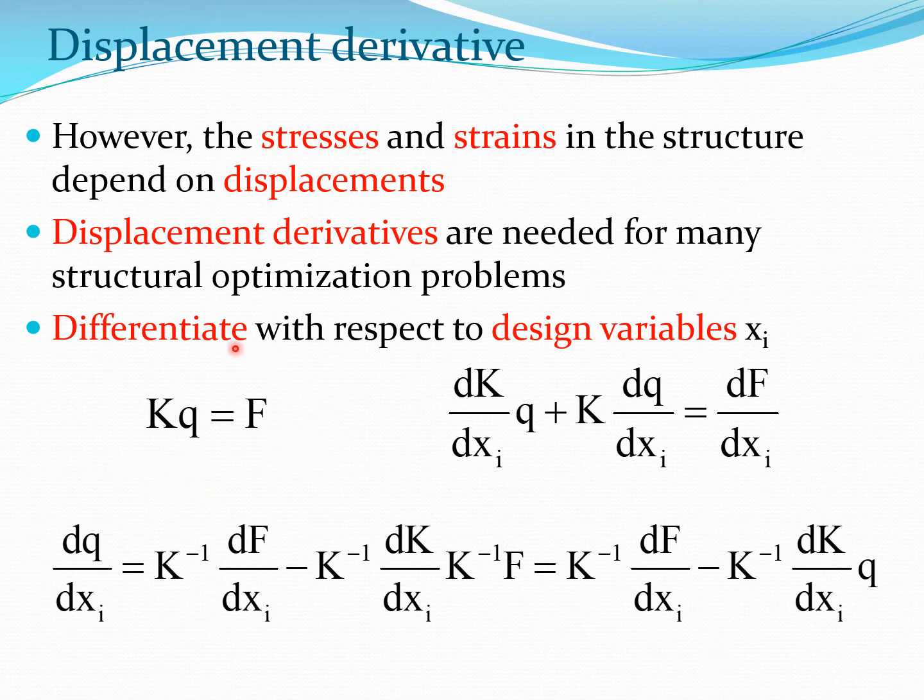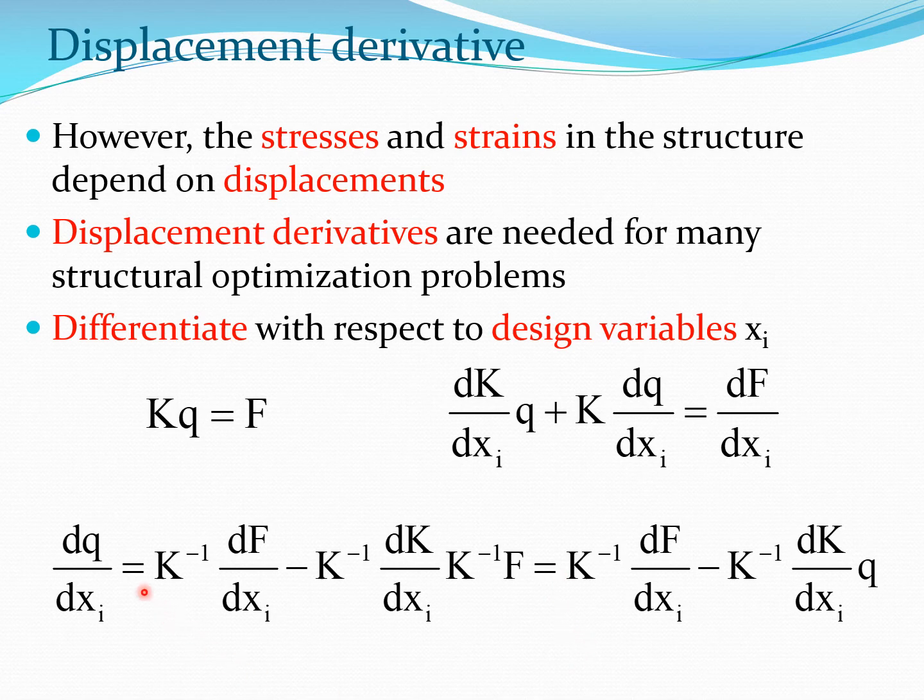So here in this equation, Kq is equal to f, q is displacement. What we want to do is to find the derivative of q with respect to x_i, which is a generic design variable. So we differentiate this equation Kq equals f, and we get this equation here using the chain rule. Now we rewrite this equation so that we bring dq/dx_i to the left hand side, and therefore on the right hand side we get this equation with the inverse of the K matrix being calculated. And again, finally realizing that K inverse f is the same as q, we get this particular value.